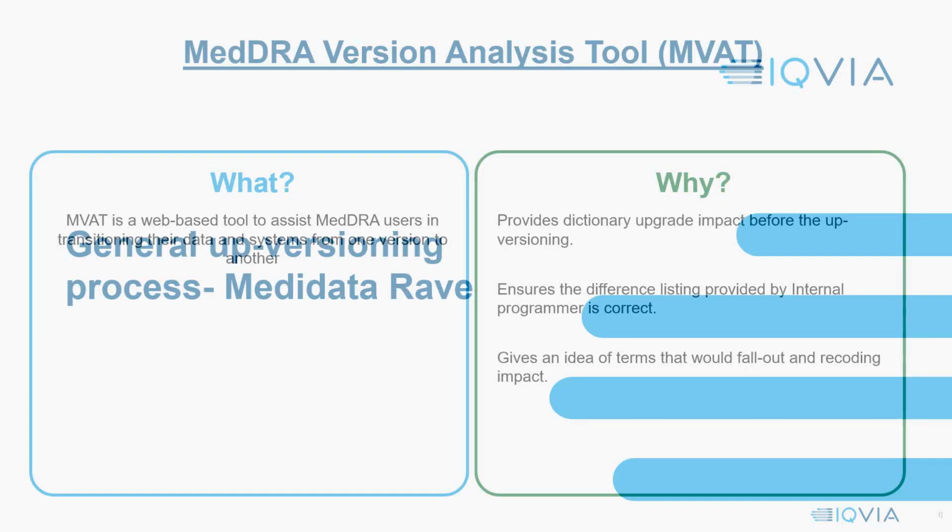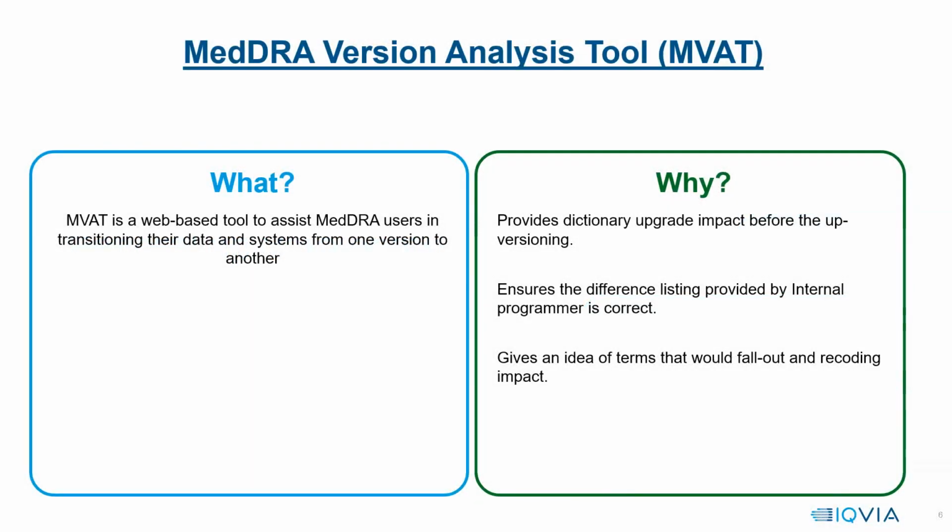Why do we use MVAT? It provides dictionary upgrade impact before the upversioning. It ensures the difference listing provided by the internal programmer is correct, and it also gives an idea of terms that would fall out and the recoding impact that this process would have. So this was about the dictionary upversioning process in the IQVIA in-house tool.